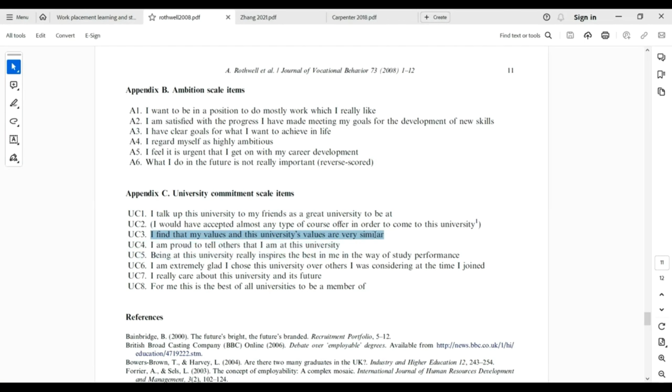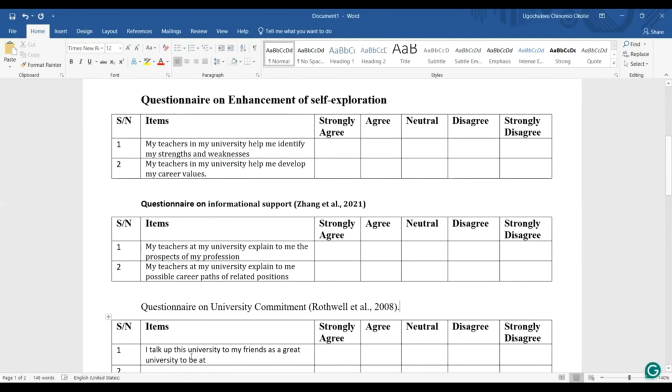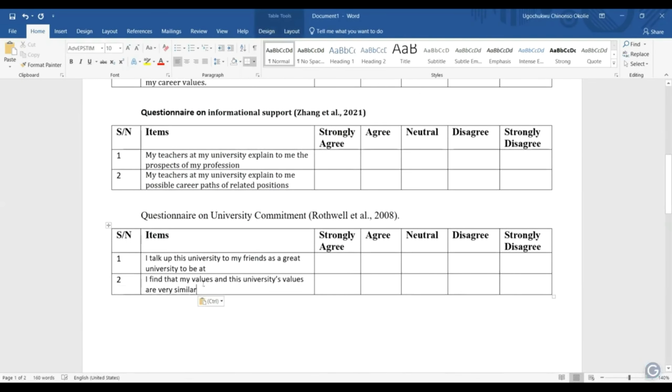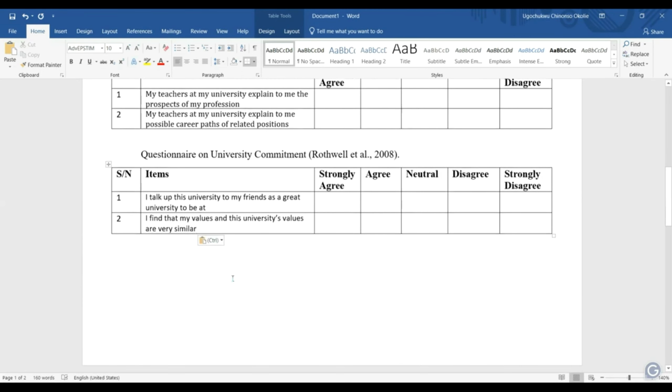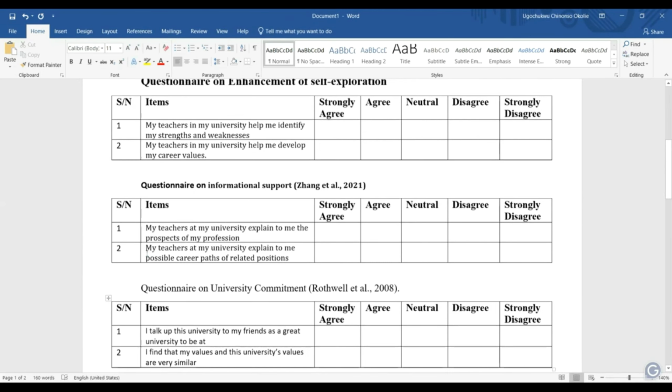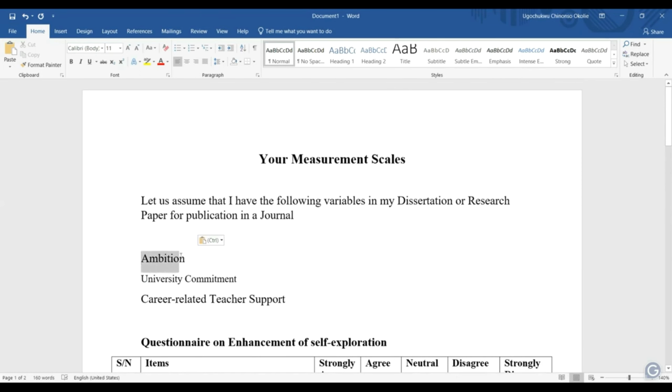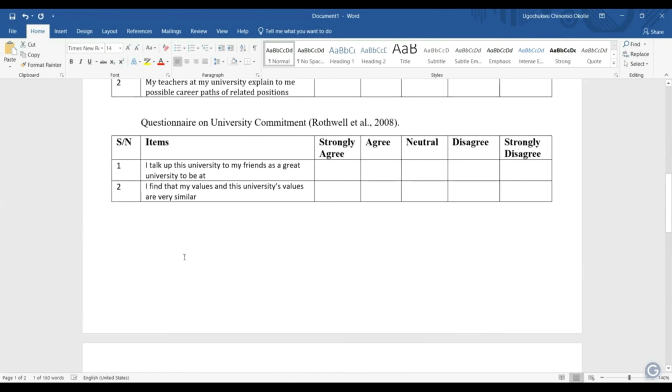So let's say I take this one. I find that my values and this university's values are very similar. University commitment scale. So I'm adopting, I'm not making any change. Let's say I also want to talk about ambition. Rothwell also provided an ambition scale. Okay, questionnaire for students' ambitions. I don't know, maybe learning ambition, something like that.